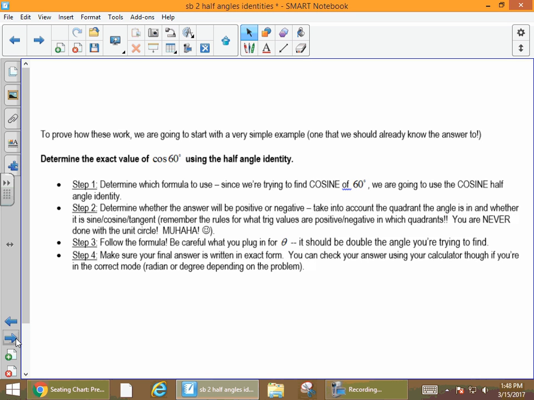Step 2 is to determine whether cosine of 60 is going to be a positive or a negative value. 60 is in the first quadrant, so is cosine positive or negative in the first quadrant? Positive. So we know our answer is going to be positive. That would be step 2. You'll never get done with the unit circle. We're always going to keep using it.